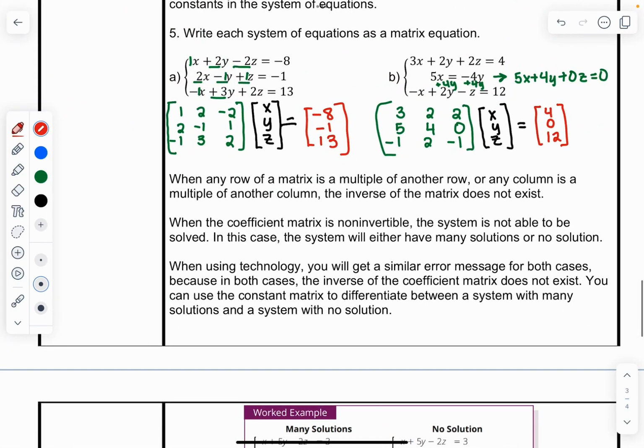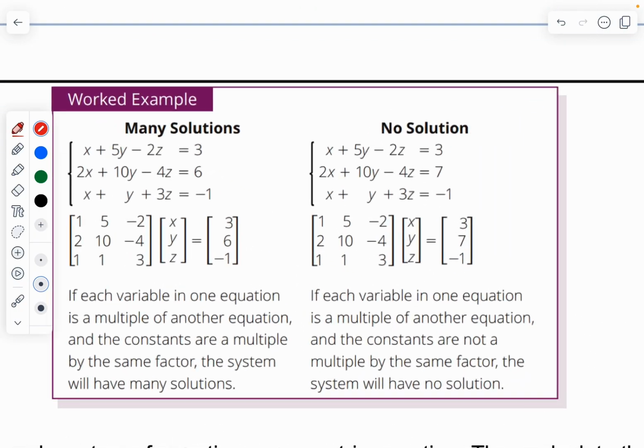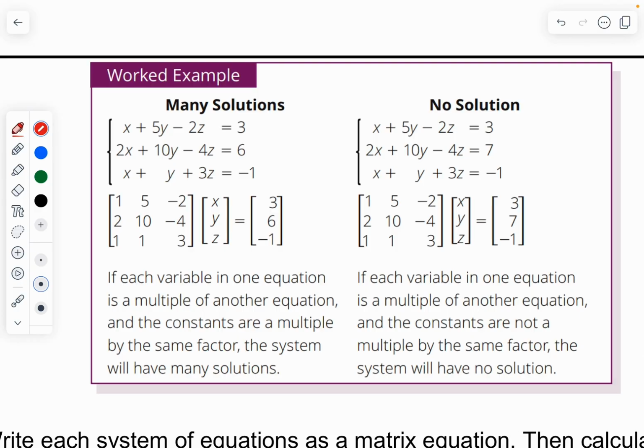Okay, so now what we can use this for is we can use this to help us solve a system of equations. Now you will no longer have to do it by hand. Okay, but there's three different types of solutions and two that we need to talk about because these will result in error messages in our calculator. We have many solutions and no solutions. The same error message is going to pop up for both.